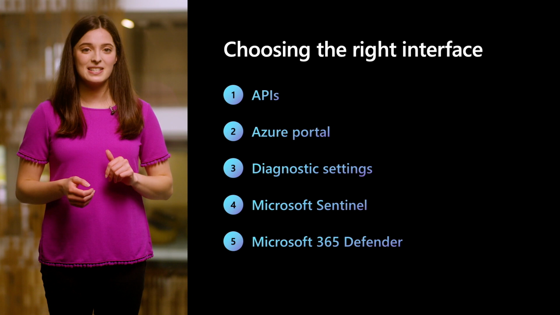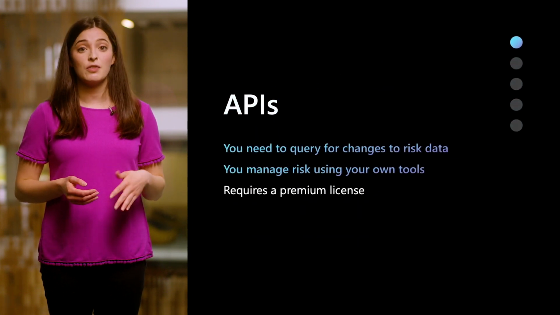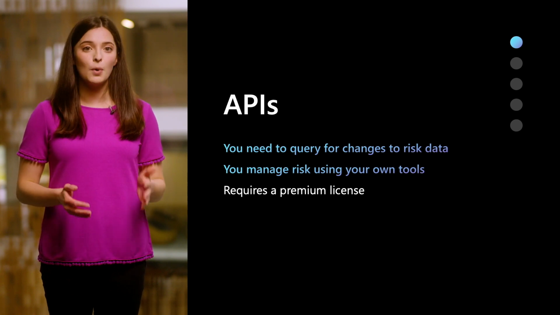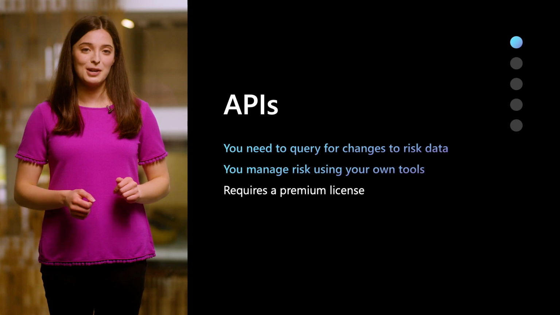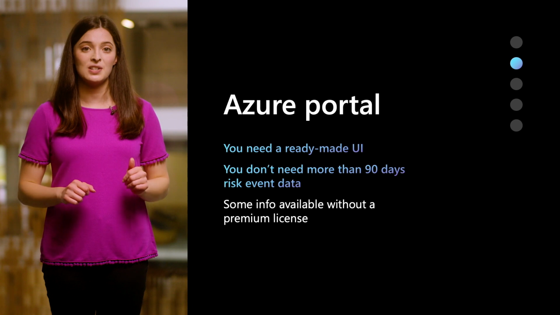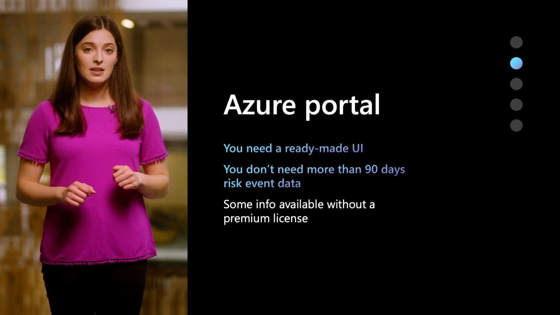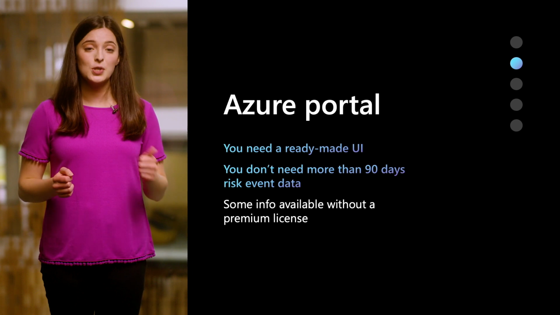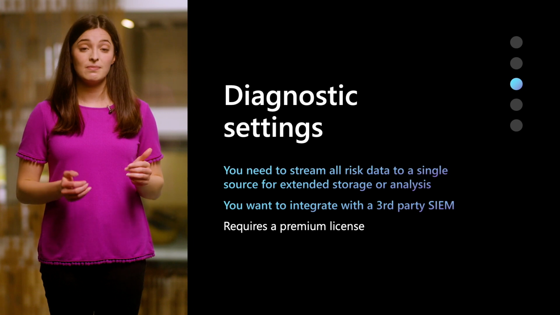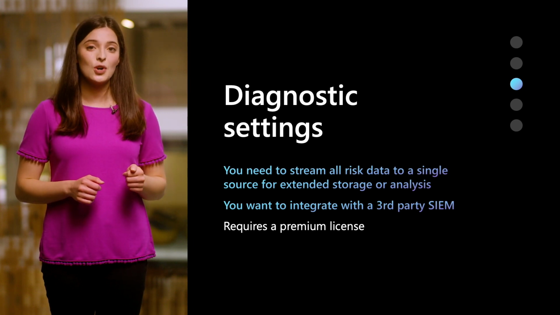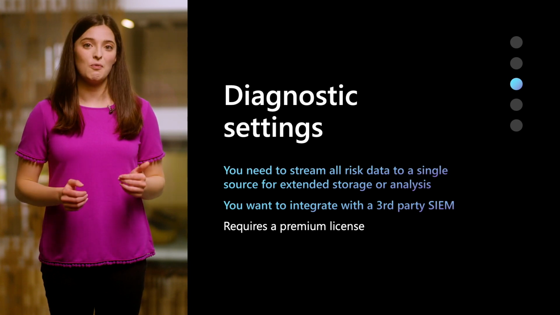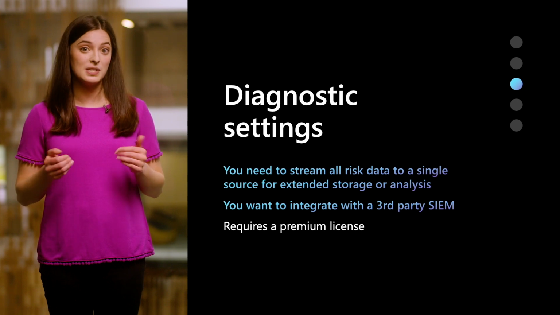First up, our APIs. These are best for when you want to retrieve the most current information about an identity's risk, or when you want to perform bulk operations that can be challenging to do in a portal. The Azure portal is fantastic for identity admins and security personas who want to investigate in a portal. The same information available here is also in our APIs. Diagnostic settings enable you to stream risk data. For instance, when there's a new risky user or risk detection, this would be sent to your storage account or Event Hub. This is also helpful if you want to use log analytics to create visualizations on top of your risk data.